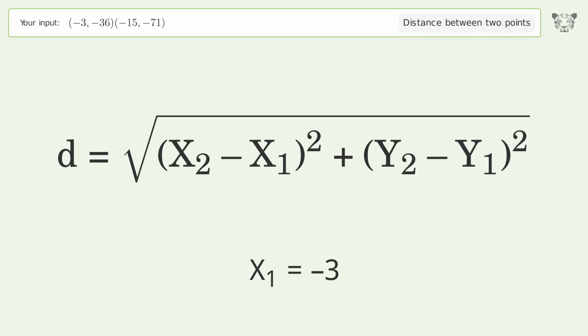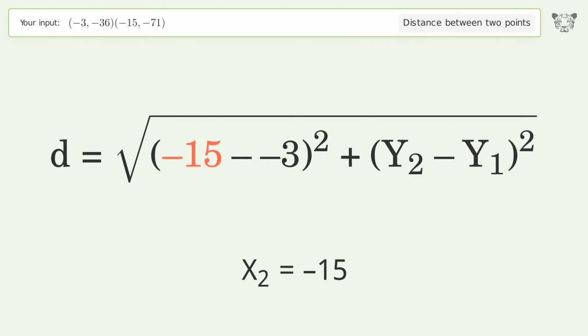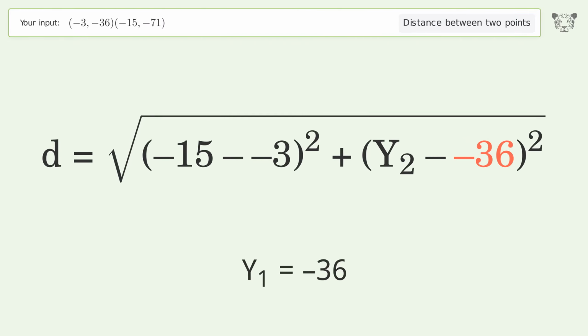x1 equals -3. x2 equals -15. y1 equals -36. y2 equals -71.